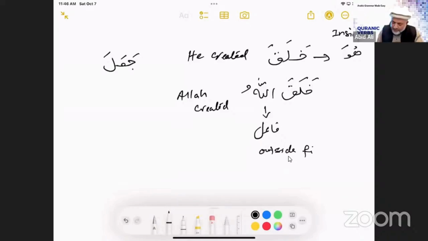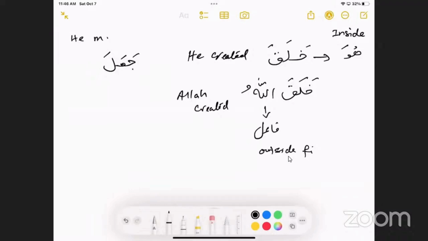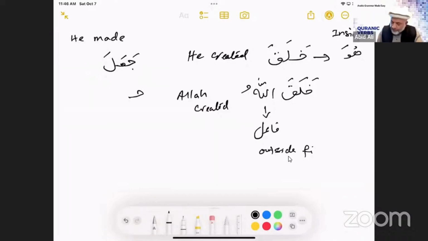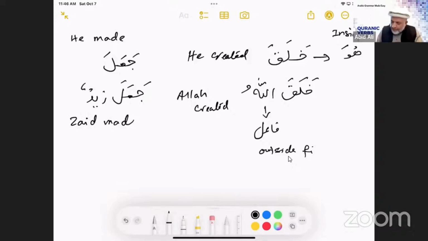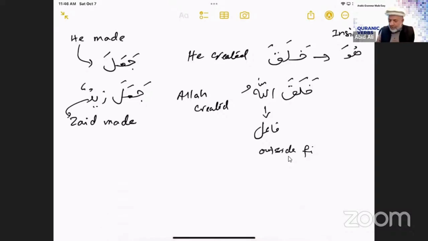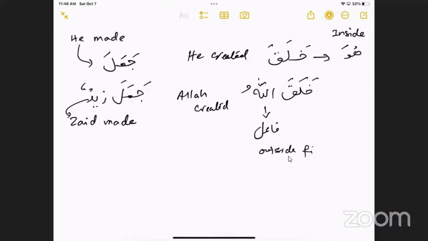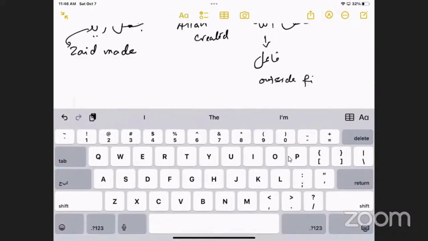Okay, if I say Ja'ala, what is the translation of Ja'ala? He made. Ja'ala Zaidun: Zaid made. Okay. You guys see where I'm going with this? This is an inside fa'il and this is an outside fa'il. Any questions on this? Is this concept clear, guys? Yes. Alhamdulillah.